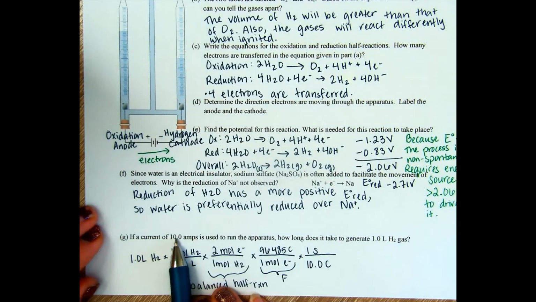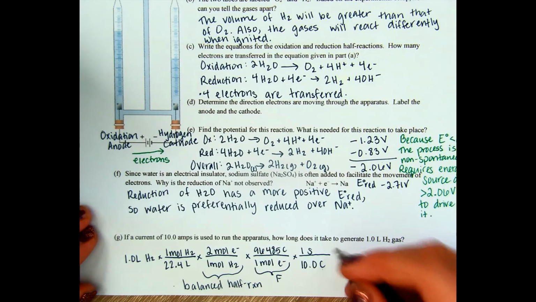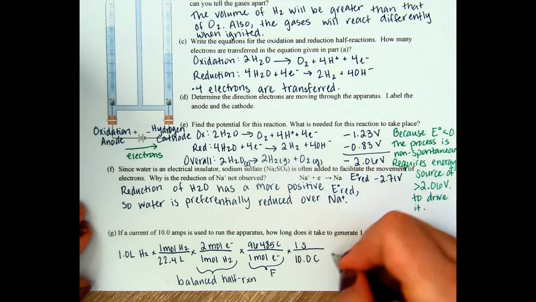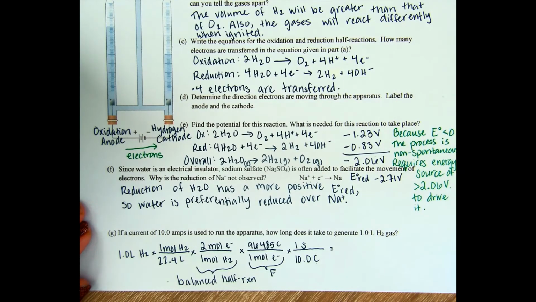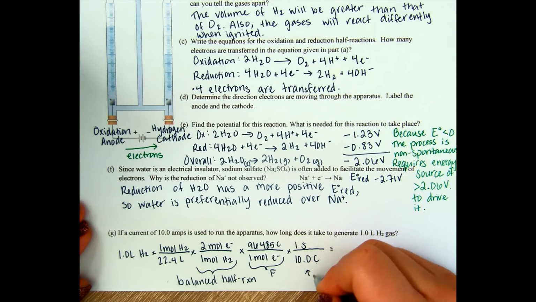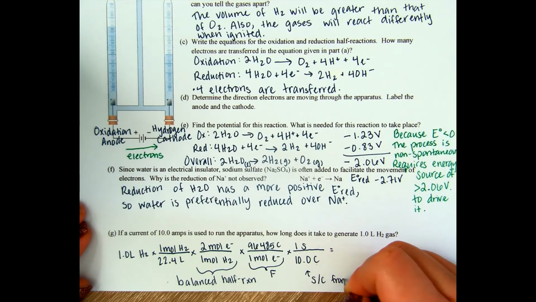A current of 10 amps is used to run the apparatus. Well, what is an amp? It's coulombs per second. So you can go ahead and flip that around and use it as a conversion factor, no problem. Make sure your current goes next to the coulombs there and not seconds, because it's coulombs per second. So now we're out of coulombs and into seconds, and all you need to do is plug this in. We'll write ourselves a note here: seconds over coulomb, from amps.